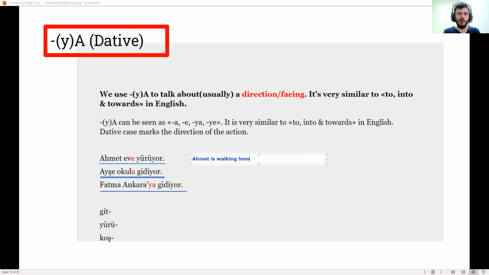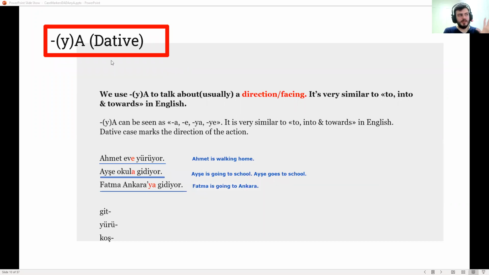Would you say walking, just walking home? That's it? Or would you say towards home? Just walking home. That's it, right? Okay. Ayşe is going to school or walk. Yeah. Could be also Ayşe goes to school, because we use this tense in present continuous tense and also in present simple tense. And also we have Fatma is going to Ankara, or Fatma goes to Ankara. It's the same.